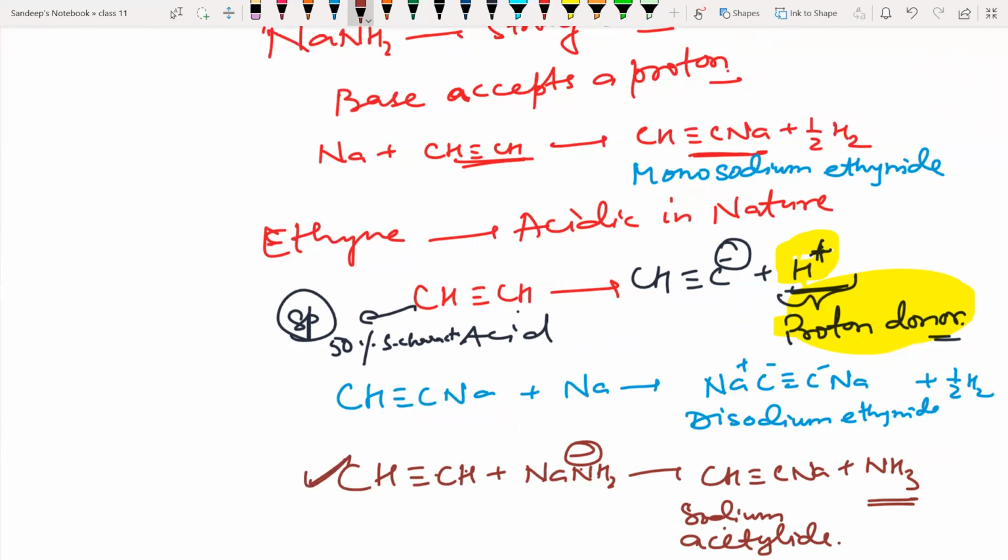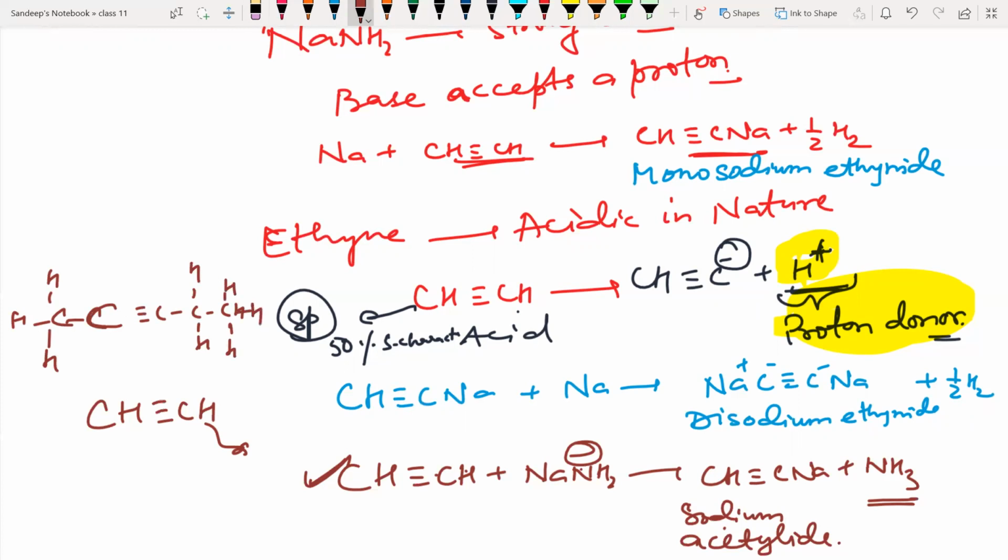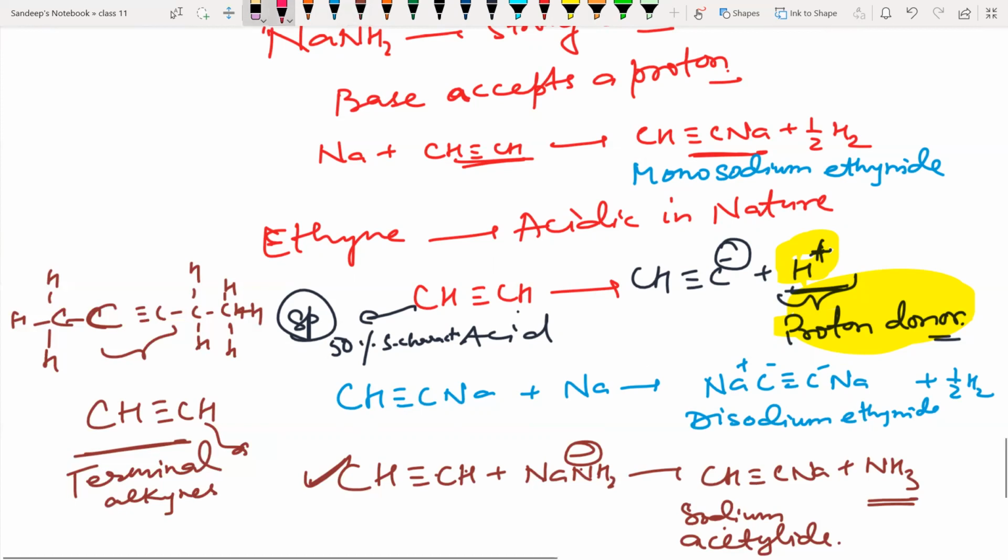So keep in mind that terminal alkynes are acidic in nature, because terminal alkynes can easily give a proton. But if you have an alkyne which is not terminal, then it is not acidic. This is a non-terminal alkyne, this is a terminal alkyne. So terminal alkynes are acidic. Terminal alkynes means the alkyne having the triple bond at the terminal position. That you have to remember.